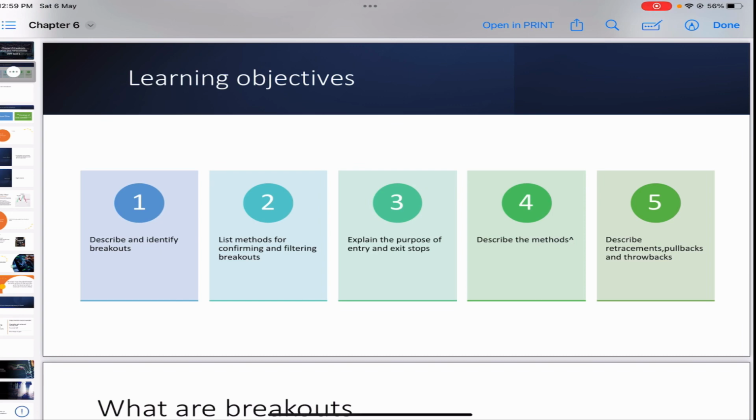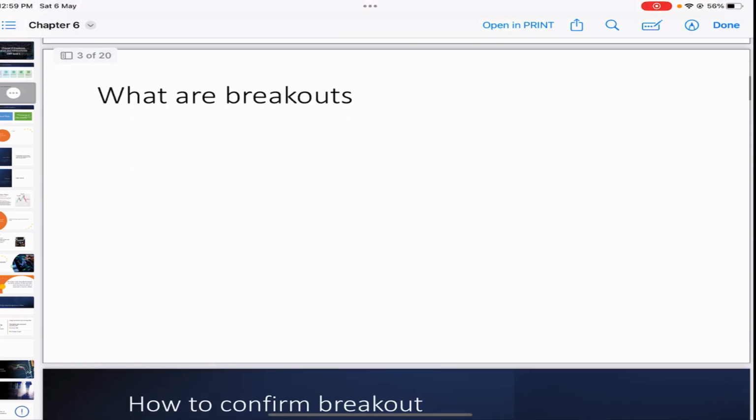Describe the methods. So how do you exactly come to a conclusion that this is where you want to place your entry stop or exit stop? That is something we'll be seeing. And describe retracement, pullbacks and throwbacks. We'll see that. Okay, firstly let's see what are breakouts exactly.